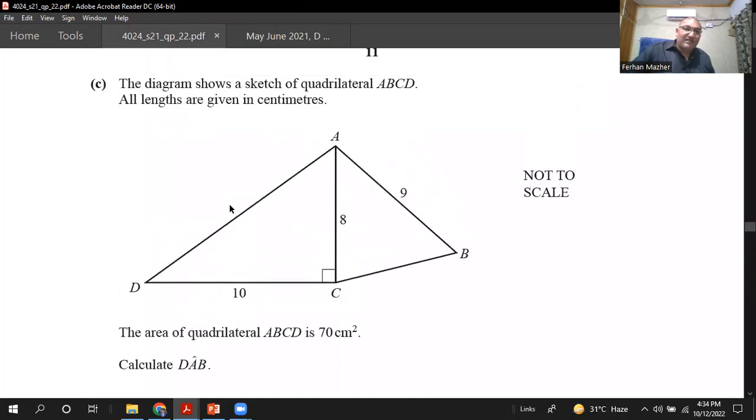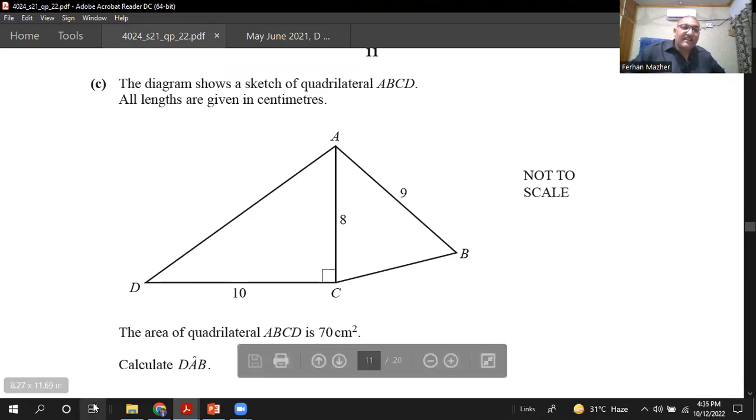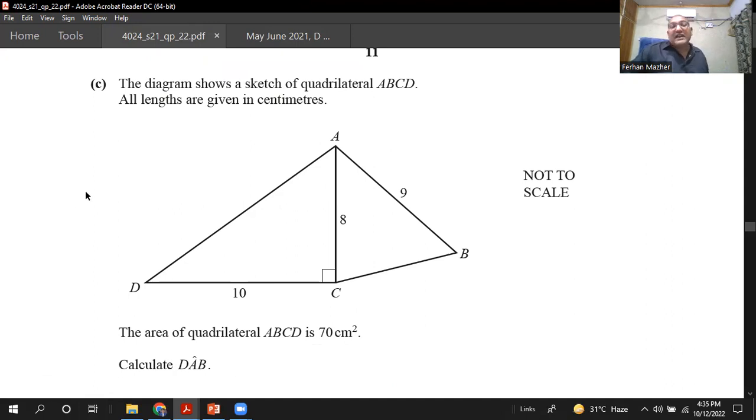Okay, so we have here C part, and it's a 6 marks question. It says the diagram shows a sketch of quadrilateral ABCD. So here you have a quadrilateral ABCD. All lengths are given in centimeters. This length is 8, this is 10, this is 9. The area of the quadrilateral ABCD is 70 centimeters square. Calculate the angle DAB. They want this whole angle.